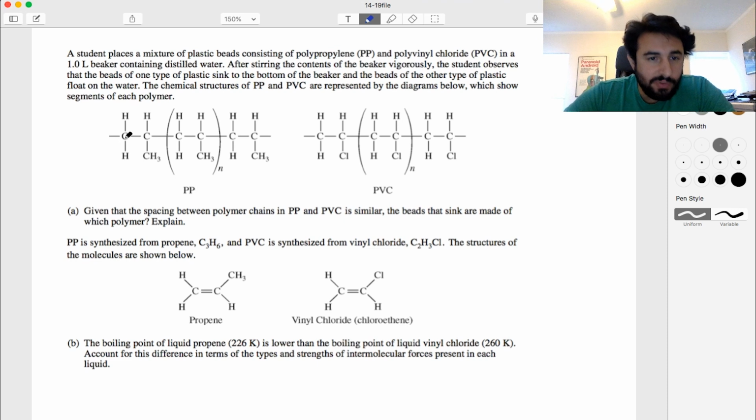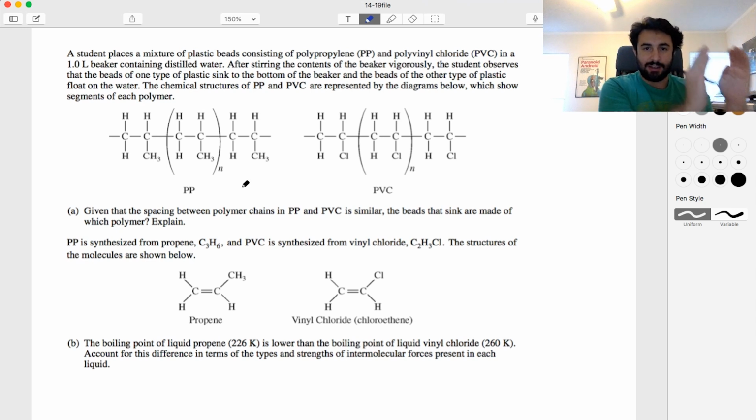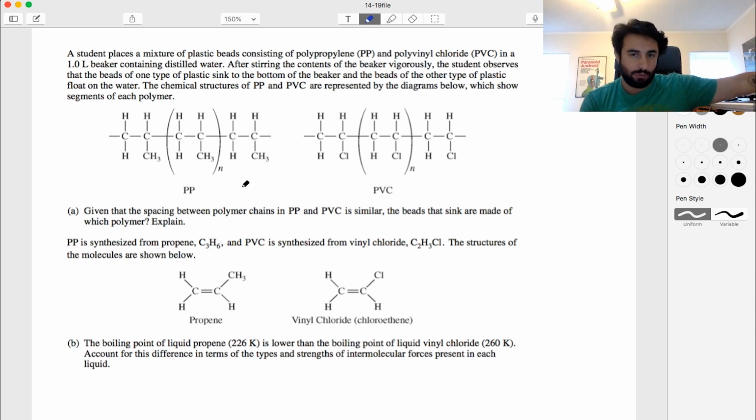So see here how we've got CH2, CH3, CH2, CH3. So this is why we put parentheses over here with an n, because we're saying that's the repeating unit. So that little segment right there is going again, again, again, again, all the way down for thousands and thousands or millions of atoms. Over here, it's the same, except that instead of this methyl group right here, we've got a chlorine atom. So the question is, which one sinks, which one floats?